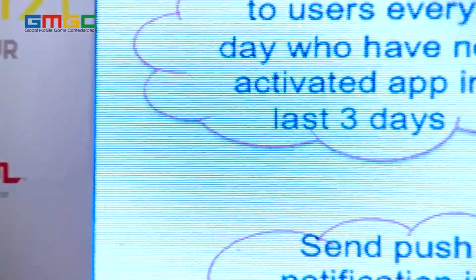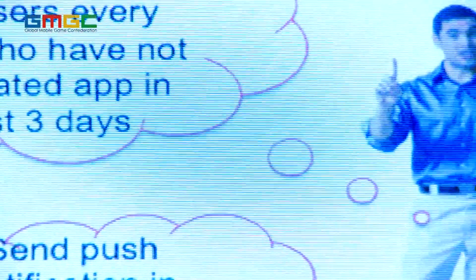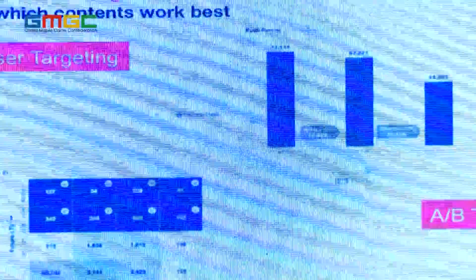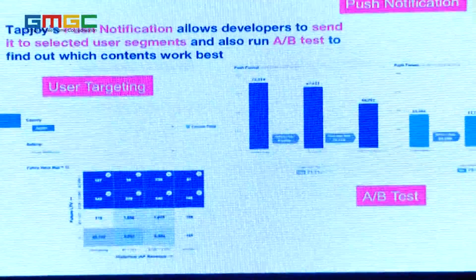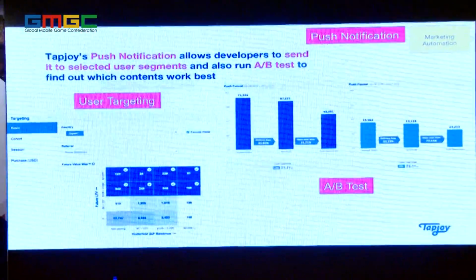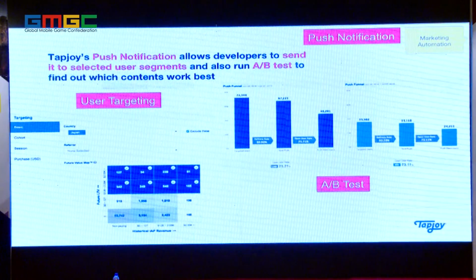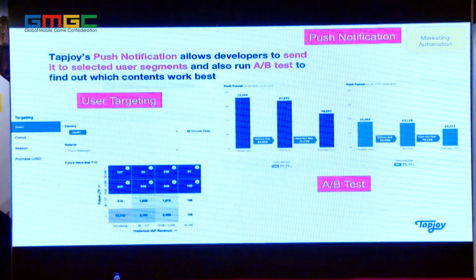So let's say when you're sending a push notification, you wouldn't want to send the same messages to all the users. That's not very efficient, right? So what we can do is target users and send different customized messages to each user. For example, like I showed you the future value map, you know who's going to be paying and who's not going to be paying. So you can send different messages to those people and make it very effective.